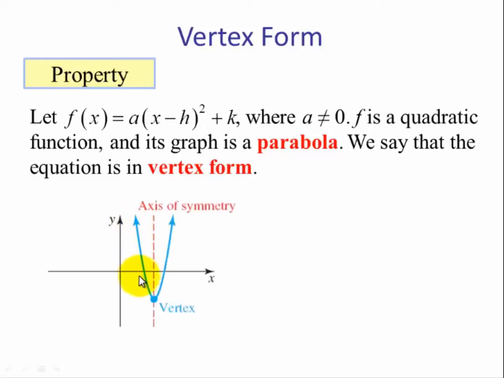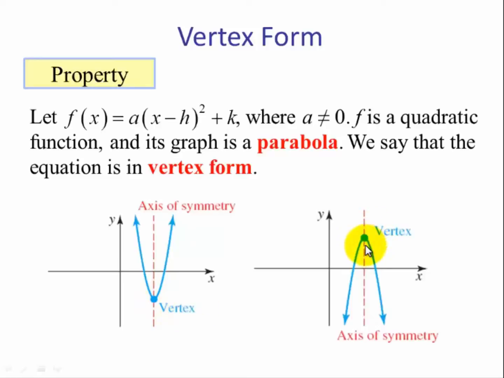So a big property of a quadratic is one of symmetry. And the vertex will either be a minimum, as in this case, or a maximum, in this case. And the vertex is always on this axis of symmetry.